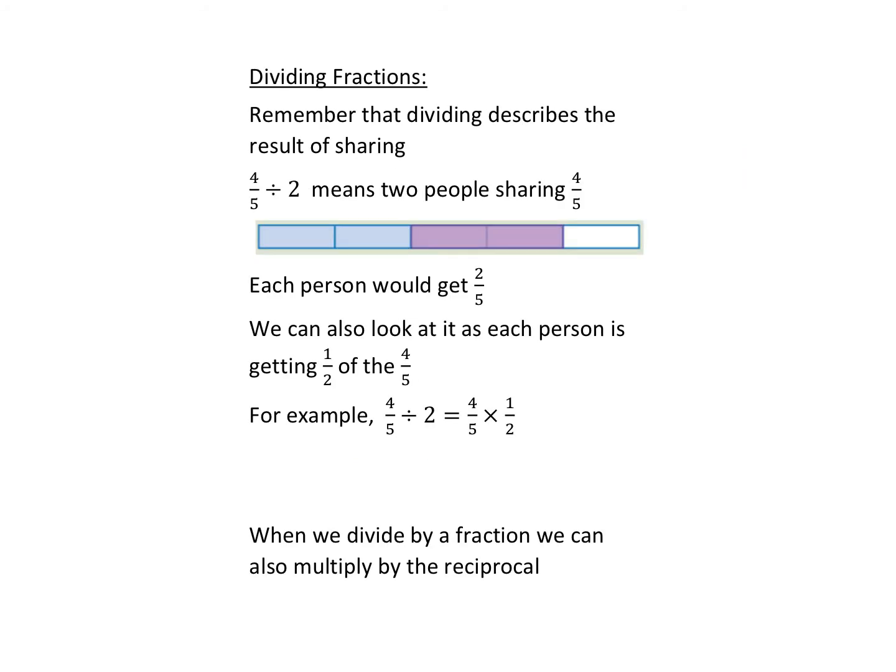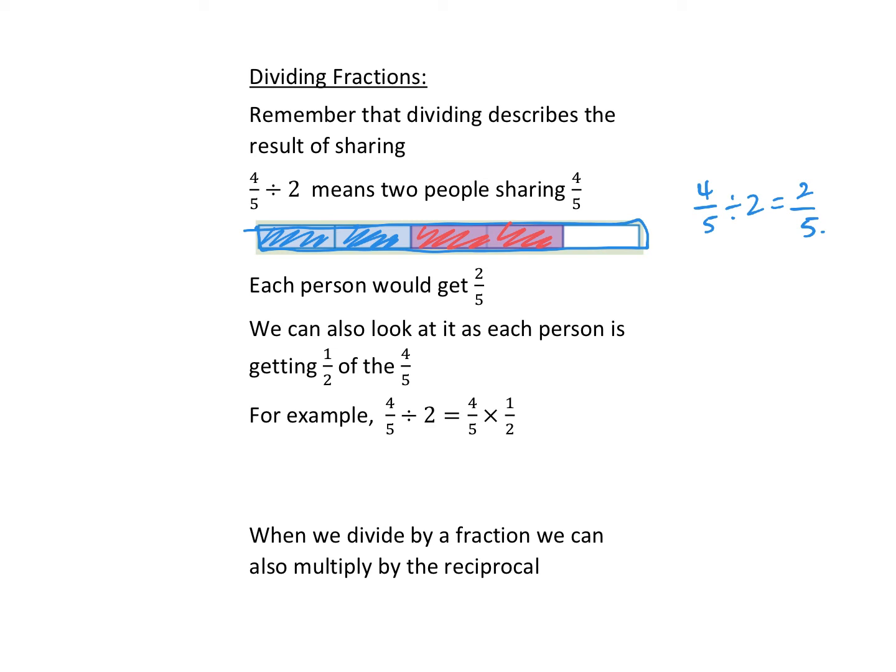Okay, dividing is a little bit different than multiplying. You have to remember that dividing is like sharing. So if I had 4 over 5 divided by 2, that means that I'm sharing 4 over 5 between, let's say, 2 people. So I have 5 parts, and we have 4 of them, and I'm dividing them between 2 people. So each person, this person gets 2, and this person gets 2. So 4 over 5 divided by 2 means that each person gets 2 over 5.